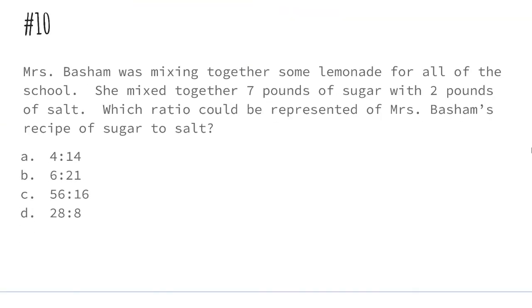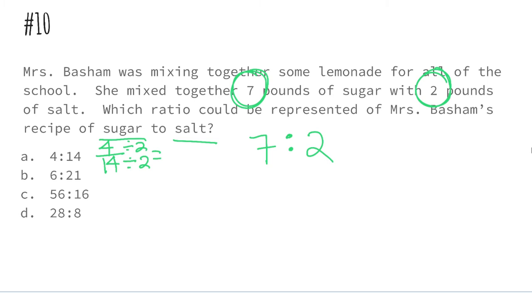Okay? Number 10, Miss Basham was mixing together some lemonade for all the school. She mixed together 7 pounds of sugar with 2 pounds of salt. Which ratio could be represented by Miss Basham's recipe? So, of sugar to salt. So we've got 7 to 2, right? So we need to figure out which one simplified to 7 to 2, right? So this is really 4 over 14. Divide top and bottom by 2. This one is 2 over 7, which is not 7 over 2.